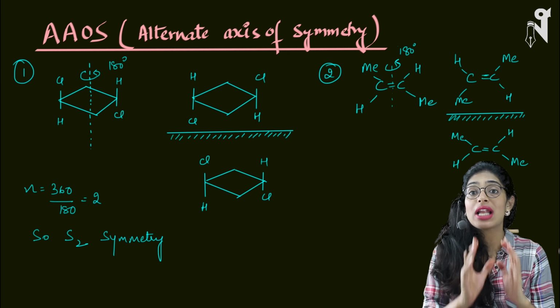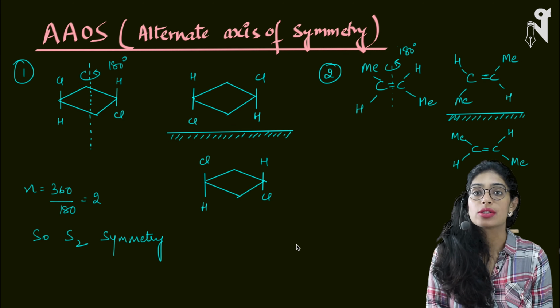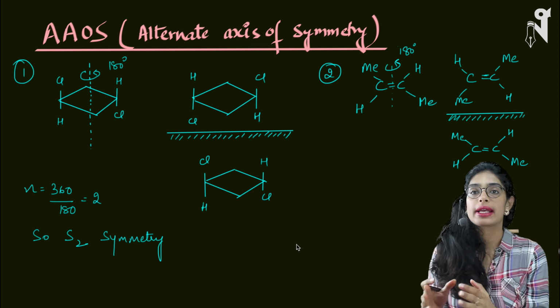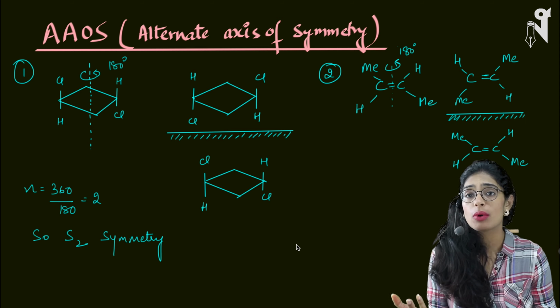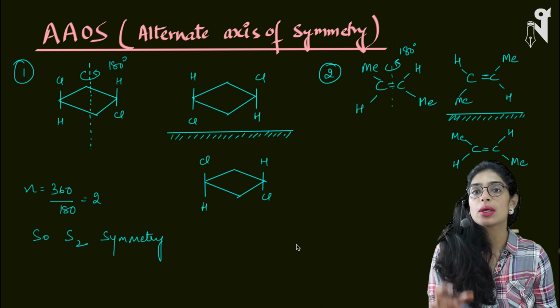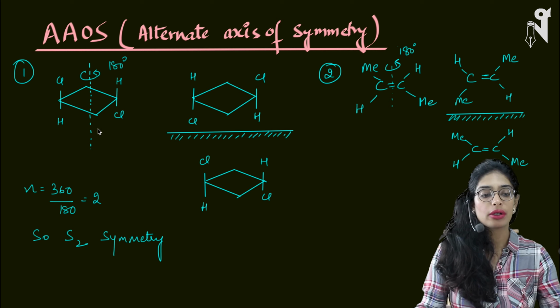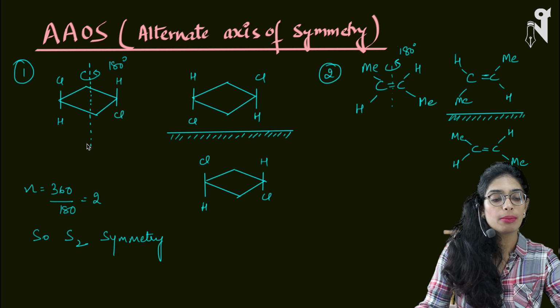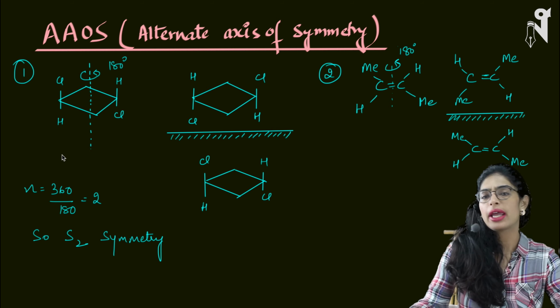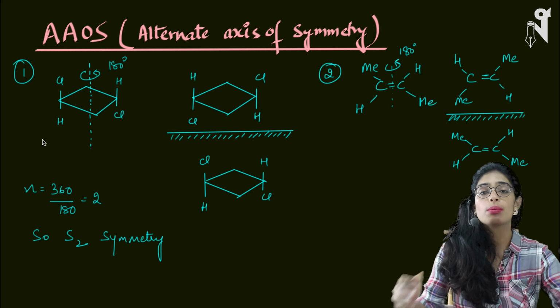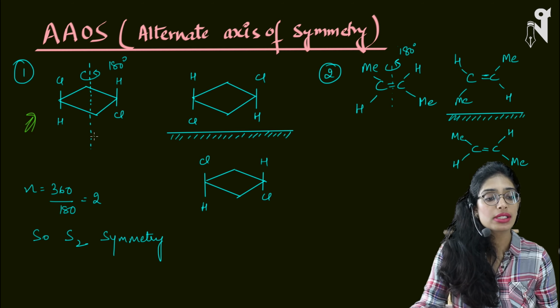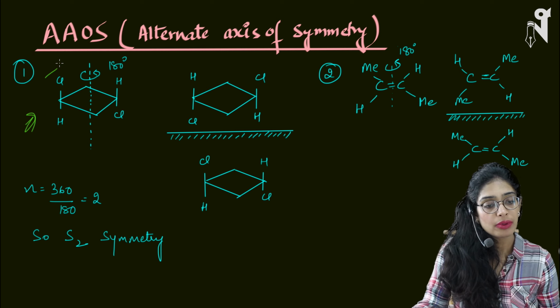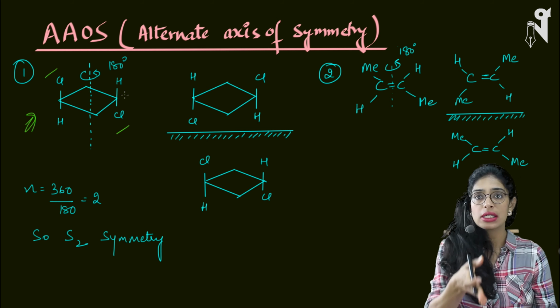Now let's talk about the last concept of optical isomerism, which is alternate axis of symmetry. What is alternate axis of symmetry? We have already spoken about axis of symmetry. Now this is one more type of symmetry, the alternate axis of symmetry. So what is alternate axis? Here, if we talk about a cyclic ring, any compound we can take. I have taken a rhombus-shaped structure where we have two chlorine groups attached, in the trans form. Now I have passed a line through the center.